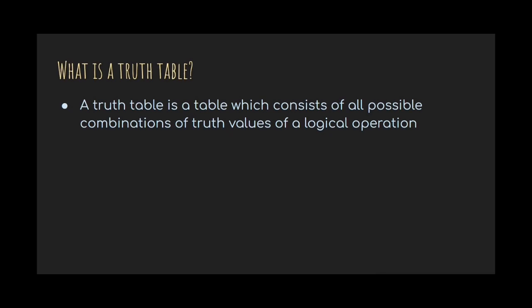A truth table is a table which consists of all possible combinations of truth values of a logical operation. This is best understood if you actually apply it to a truth table. So we'll be looking at a few in this video, and I'll explain what rules certain logical operators have so that you can determine the truth value of a logical operation.